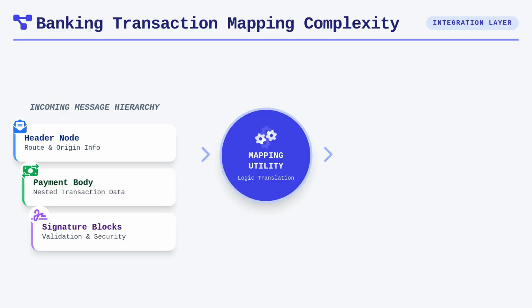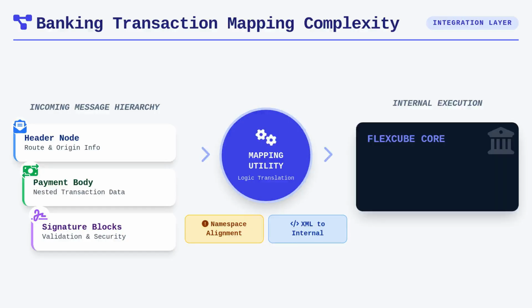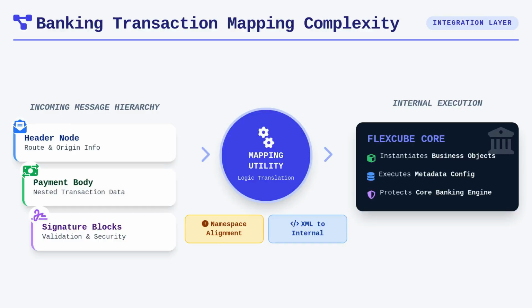If you're dealing with a standard message like a SwiftMT or MX conversion, the mapping utility manages the translation between the legacy tag-based system and the newer XML-based formats. We must concern ourselves with the precise namespace alignment, as any mismatch here results in parsing errors during the execution of the integration layer. It is this layer that acts as the executor, reading the configuration metadata you have defined to instantiate the correct business objects.